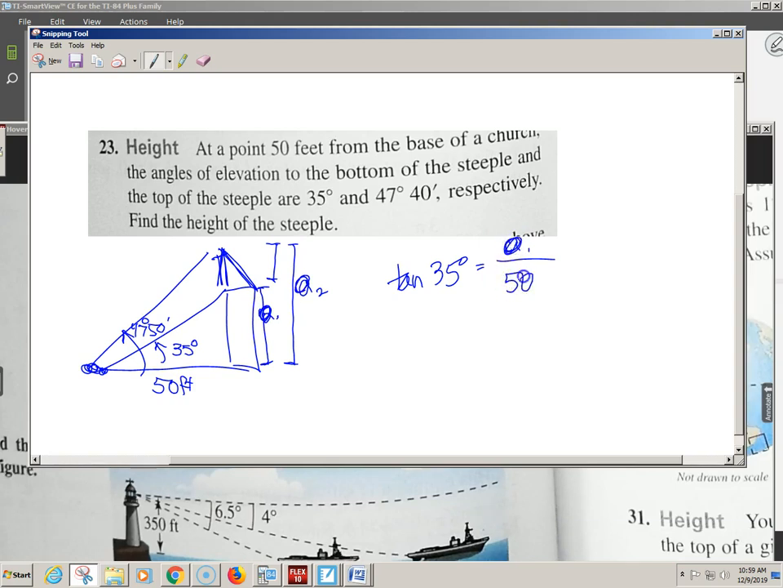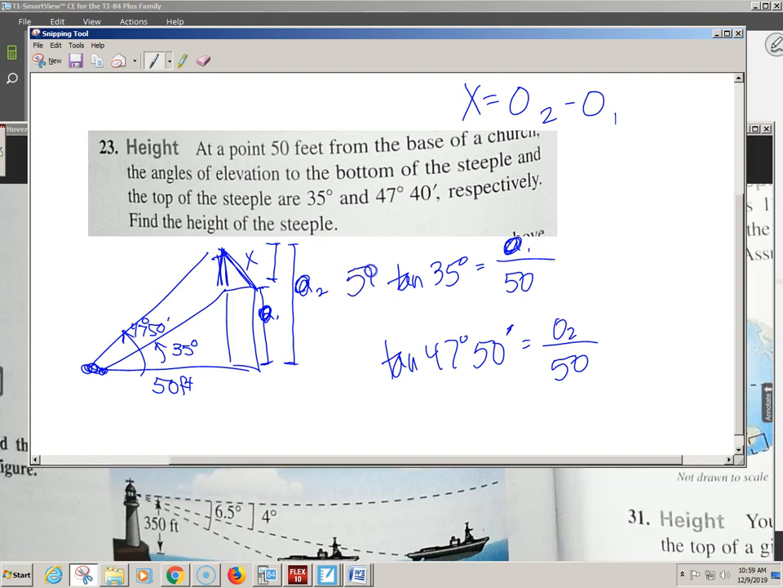Opposite over adjacent, and we could solve. And then we could do the other one to be the other opposite over the adjacent and solve. And all we have to do to figure out how big the steeple is, take those two opposite sides and subtract them. So it's as easy as multiplying over by 50.